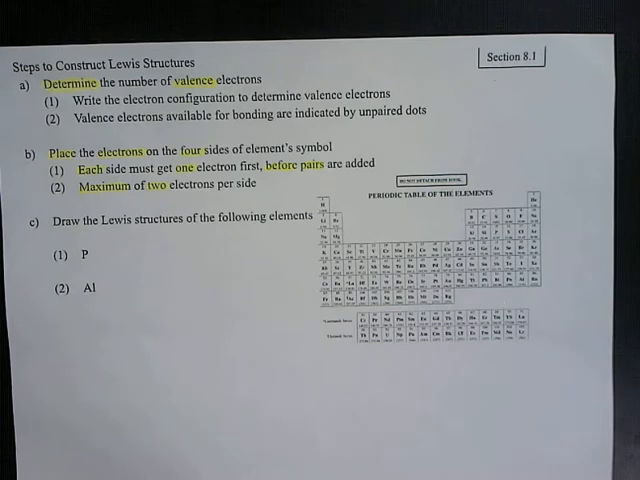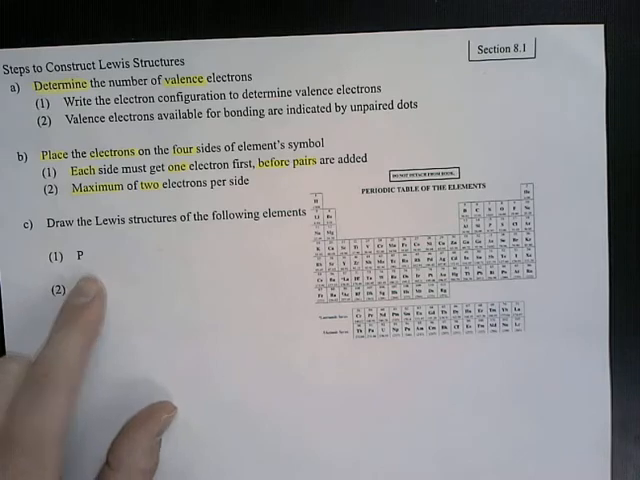Then we have to place electrons, depicted as dots, on each side of the element symbol. So what we do is we write down the element symbol, we figure out how many valence electrons we have, and we put those dots around that element. Now, it is particular how we put those dots around it. There are 4 sides to the element symbol, and each side needs an electron before we go back and add doubles, okay? So, in our example here, we have P for phosphorus.